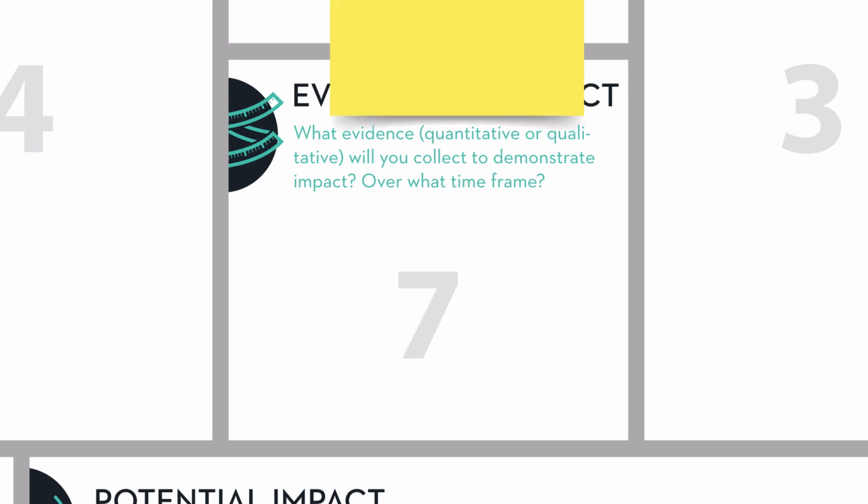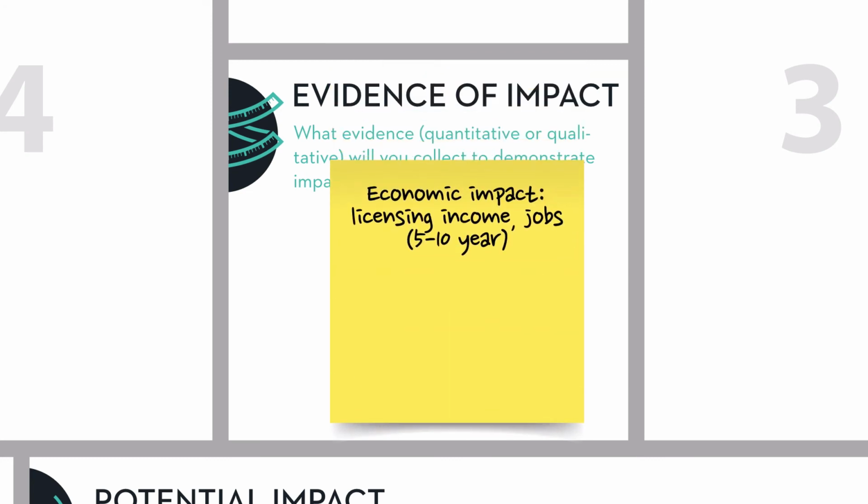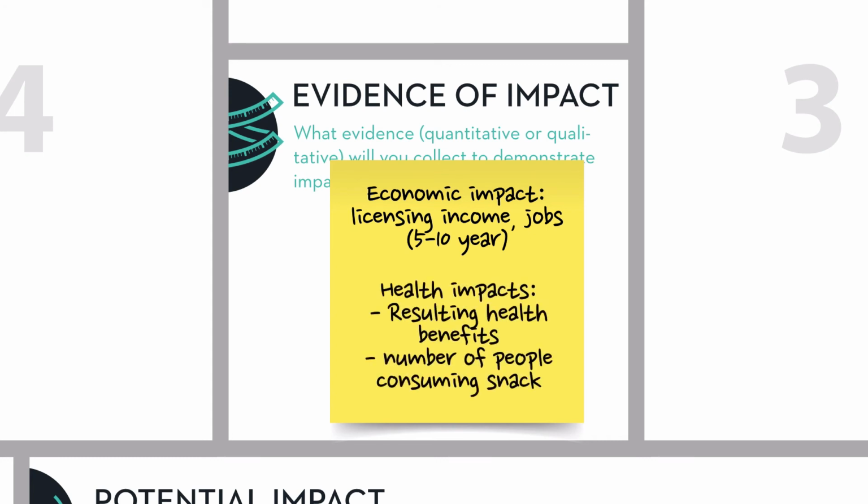Back to our example, economic impacts could be evidenced based on licensing income and jobs in the manufacturing company that licensed the IP, and this could be a 5 to 10 year timeframe. Health impacts can be evidenced via the resulting health benefits of eating this snack versus less healthy snacks, combined with evidence of the number of people consuming the snack. And again, this could be a 5 to 10 year timeframe.